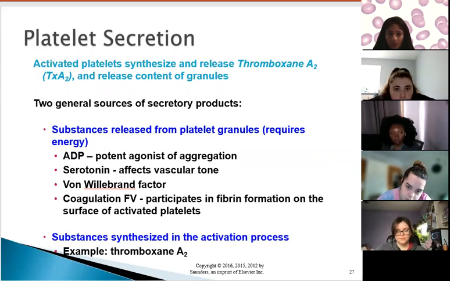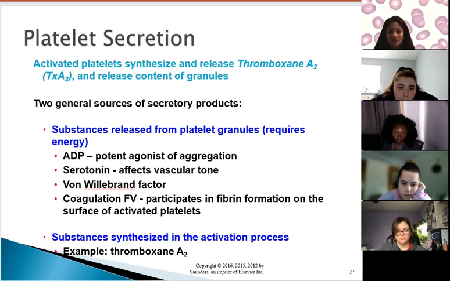Okay, so there are two main secretory products here. The substances get released from platelet granules, and that requires energy. So ADP, serotonin, and von Willebrand factor are also within platelet granules.